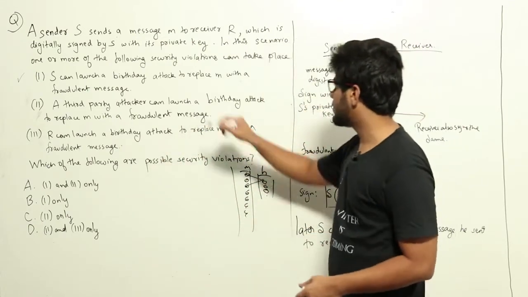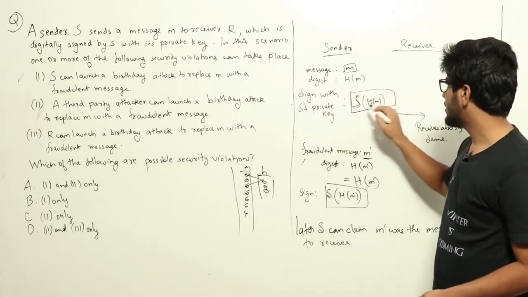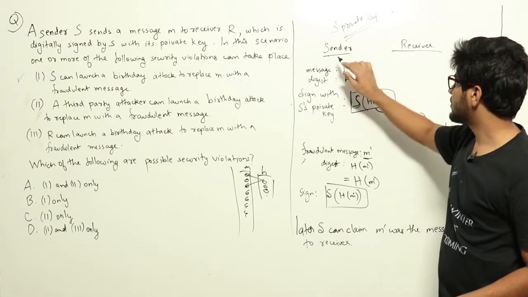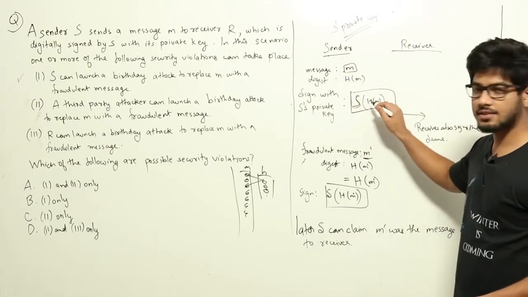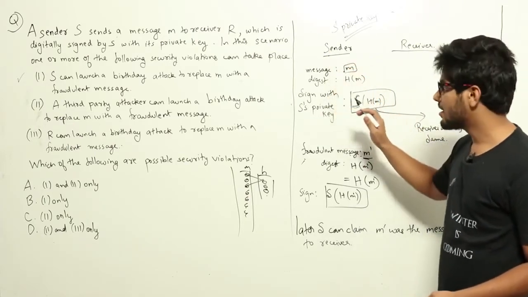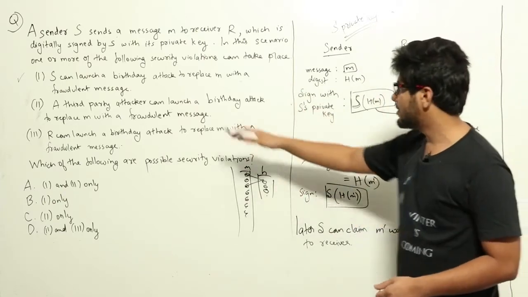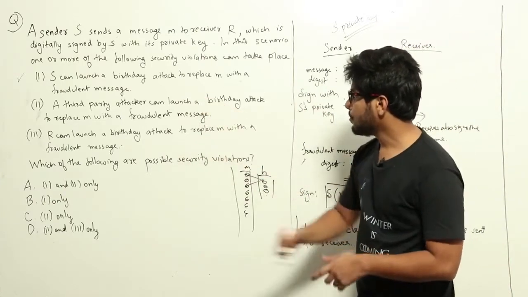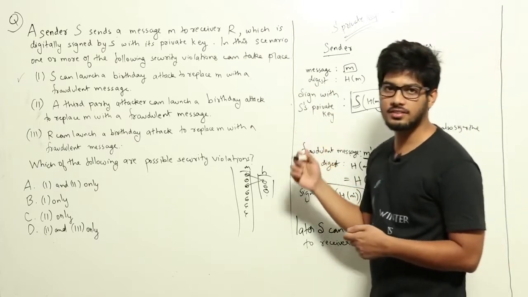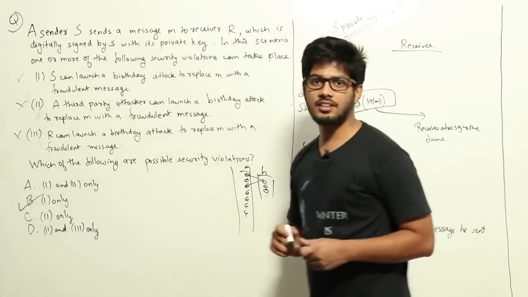Now for a birthday attack to take place, clearly the signature part S of H of M has to be there, but in order to sign this, we need to know S's private key. Only with the sender's private key can we sign the hash of a message, and only once we have the signature can we decrypt it and show that a sender has actually signed a message. For a third party attacker or the receiver to get S to sign a different message, obviously S's private key has to be known, which a third party attacker or the receiver doesn't have. So the receiver or third party attacker cannot launch a birthday attack as they don't know S's private key. So these two are false. Only one is correct. So option B is the right answer.